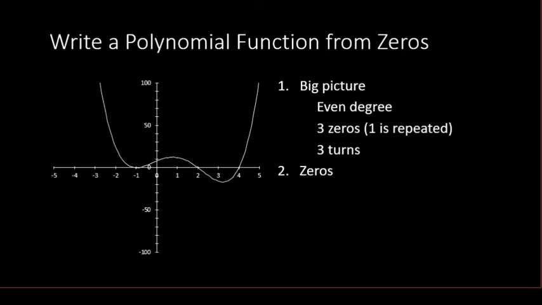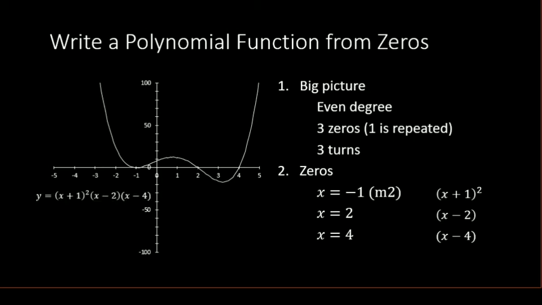Looking at the zeros themselves, negative 1 has a multiplicity of 2. 2 and 4 each have a multiplicity of 1, which adds up to my 4. So the 0 at x equals negative 1 suggests a factor of x plus 1. Since it's multiplicity 2, I'm going to add it twice. I'm going to square it. X equals 2 means x minus 2, and x equals 4 gives you x minus 4, which is actually all the factors I need for my polynomial.